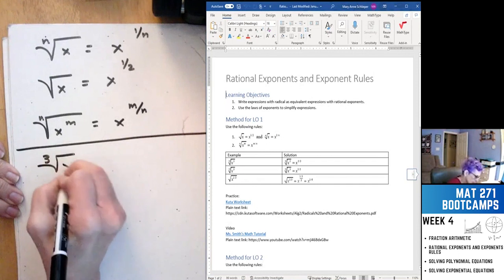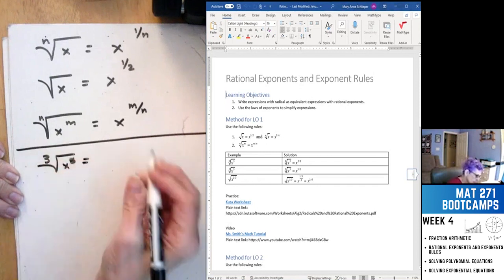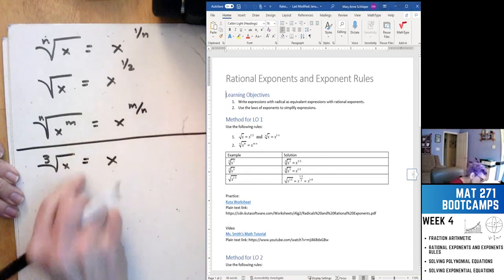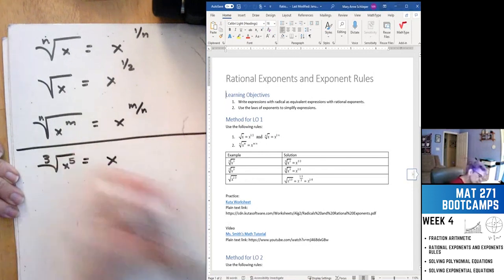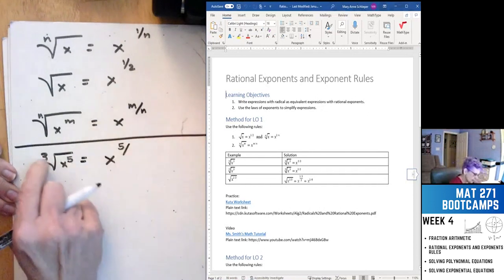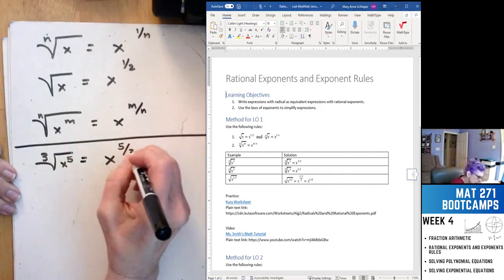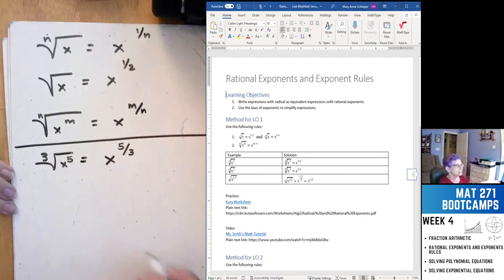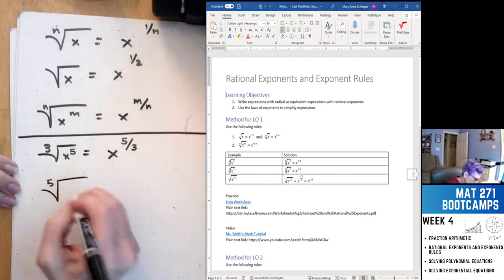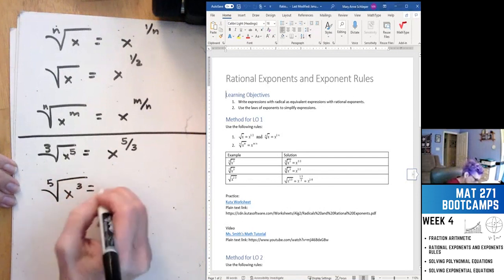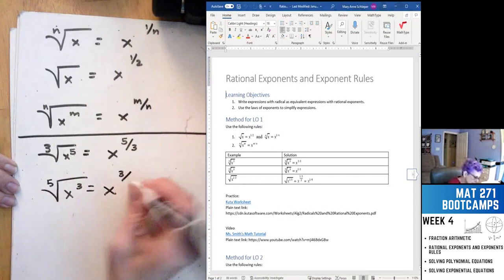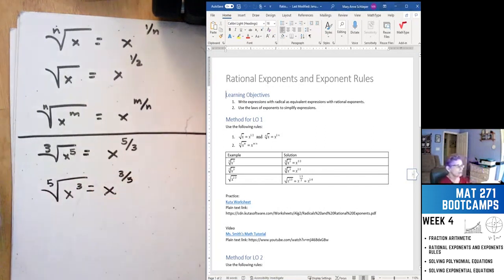Cube root of x to the 5th power. So the 5, that doesn't really look like a 5, let's make it look like a 5, goes on top. Index goes on the bottom. Same thing if they're reversed. 3 goes on the top. Index goes on the bottom.